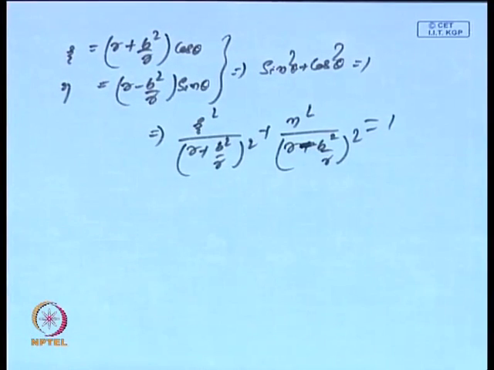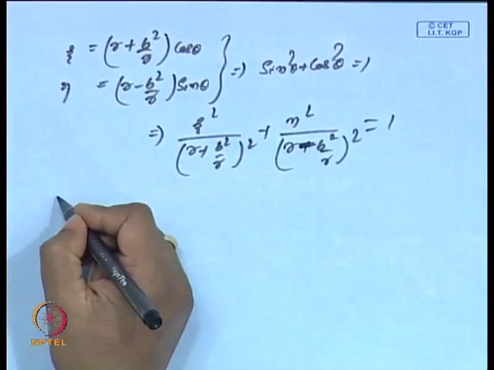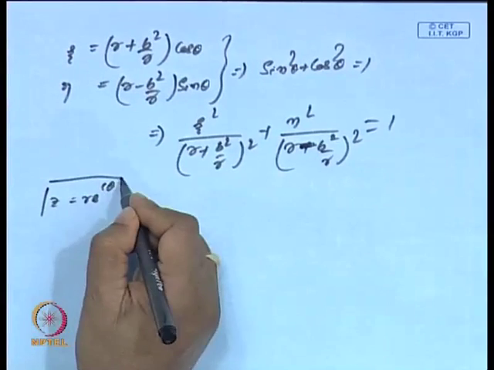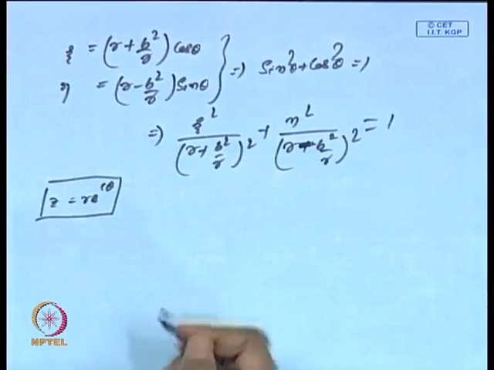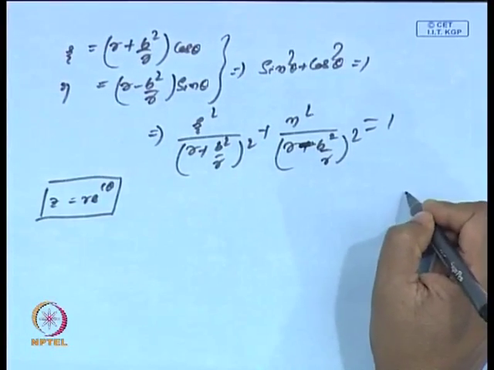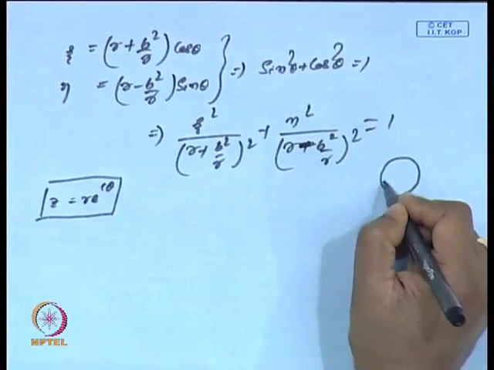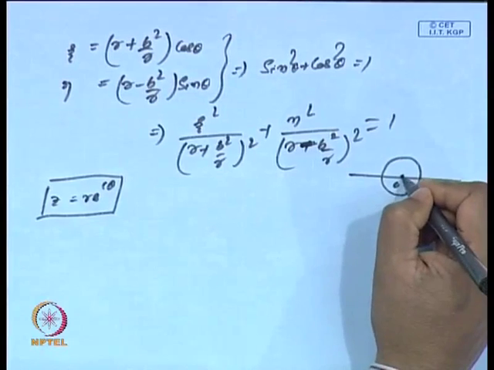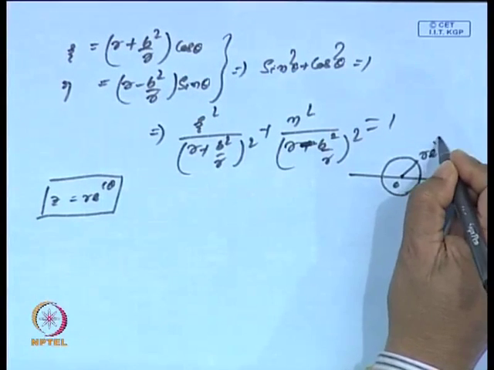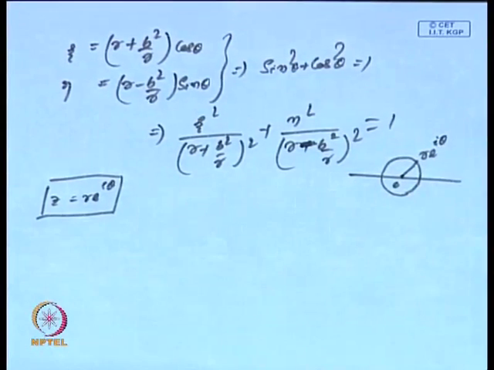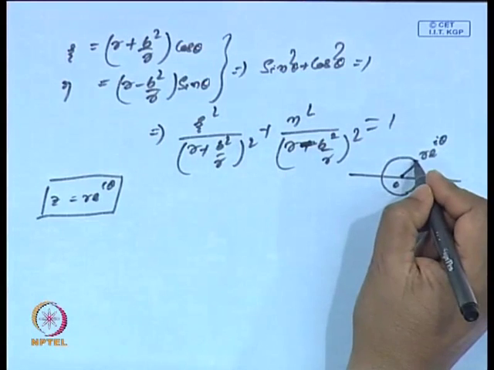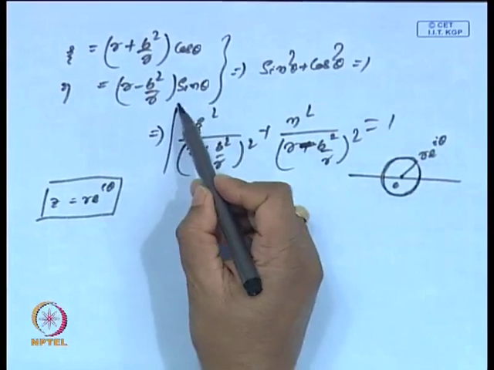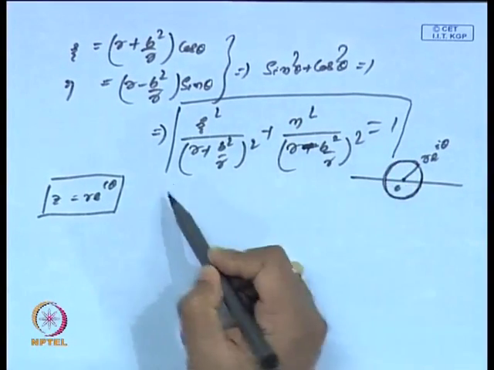So, what is this? I have taken a point z as r e to the power i theta, that means I have a circle of radius r. If this is the origin, I think of r e to the power i theta as any point on the circle, on the surface of the circle, on the boundary. Now, what does this represent? This represents an ellipse.